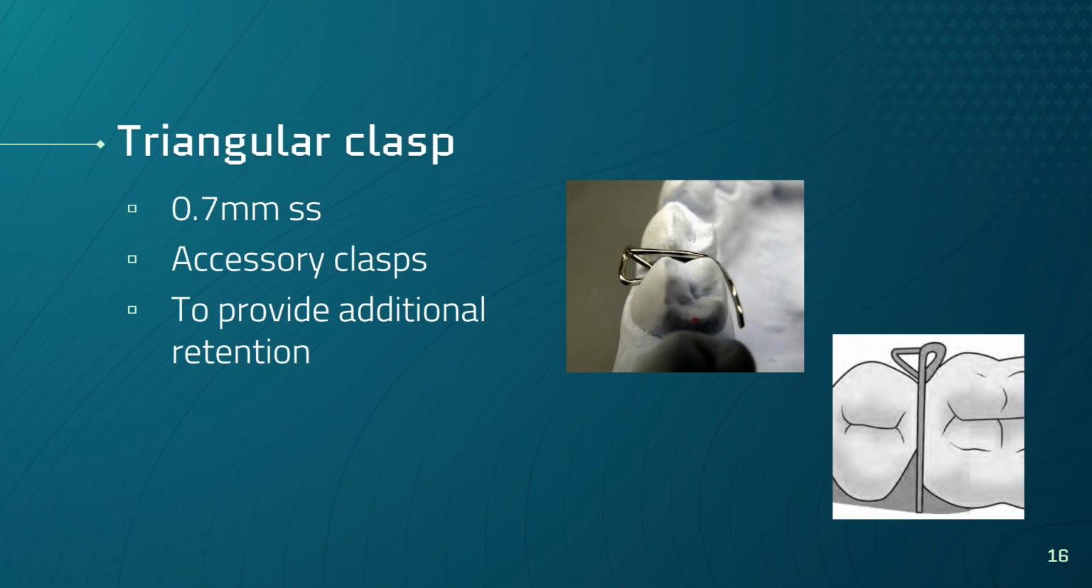Now, the next one is a triangular clasp. It's also made from 0.7 millimeter hard stainless steel wire. It is used as an accessory clasp to provide additional retention.